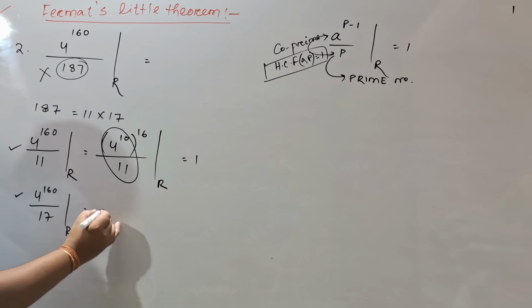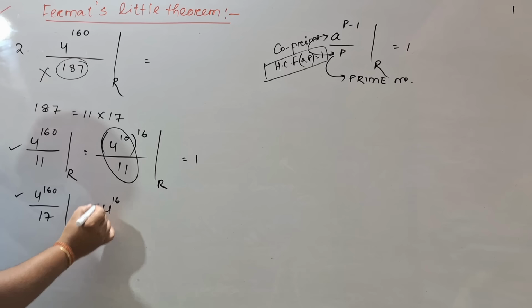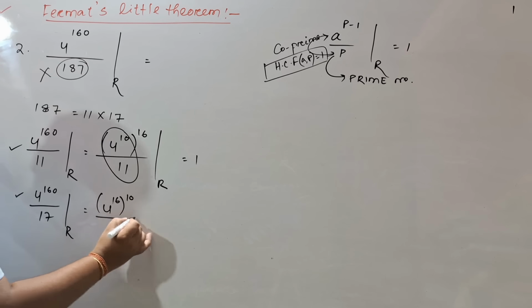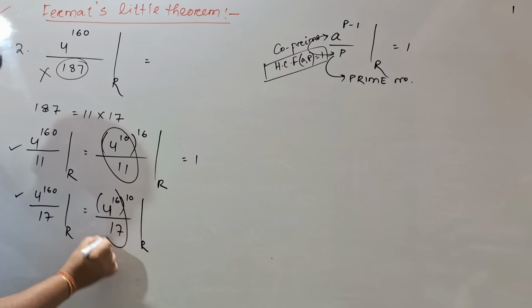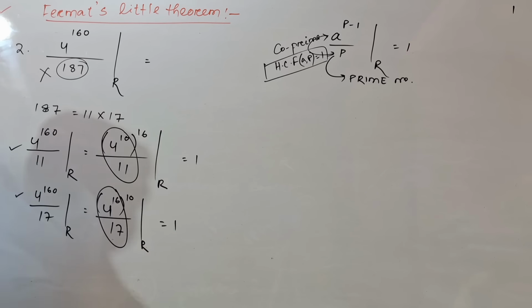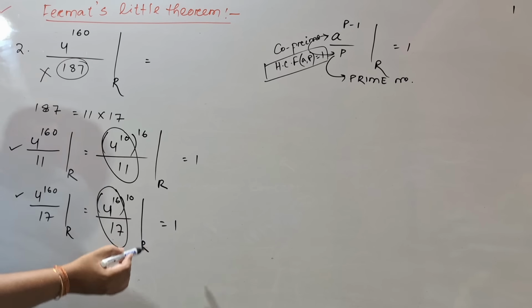Similarly here, this is 4. 17 is a prime number. If I write 16 here, 16 into 10 is 160. When it is divided by 17, what is the remainder? Again here, this is 1 to the power 10, again 1. And in both cases, this is 1 and 1. The final answer is what?